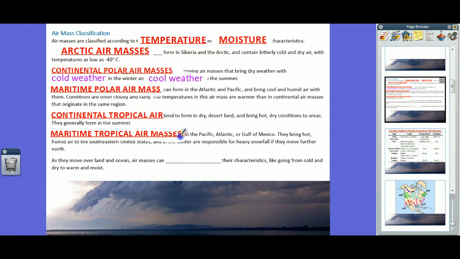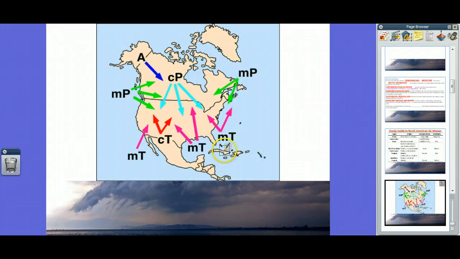They form in the Pacific, the Atlantic, and the Gulf of Mexico. Louisiana's weather, especially in the summer, is dominated by maritime tropical air masses, and even warm fronts in the winter when air masses push up from the south. They bring hot and humid air to the southeastern United States, and in the winter are responsible for heavy snowfall if they move further north because they are so humid. Generally, polar and Arctic air masses will not have as much moisture as the tropical ones.